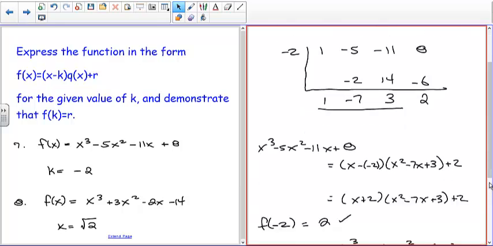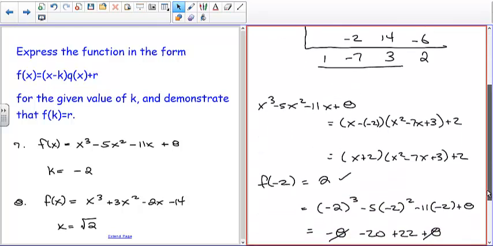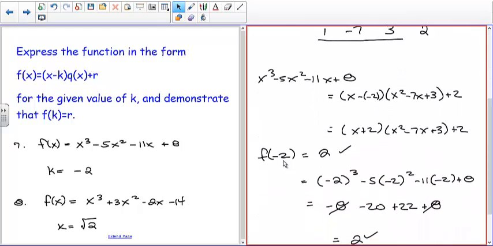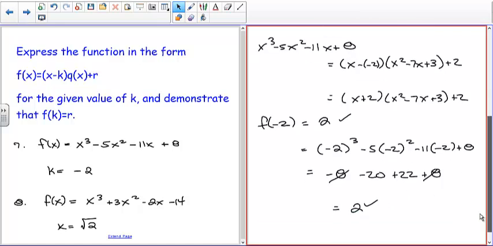So is that what I have next here? So yeah, if I plug in f of -2, according to this, the remainder is 2, so the value of the function should be 2. If I take -2 and plug it into the function, I get -2 cubed minus 5 times -2 squared minus 11 times -2 plus 8. And -2 cubed is -8. -2 squared is 4. 4 times -5 is -20. -2 times -11 is positive 22. Bringing it down, you get the answer 2. So it doesn't work out.